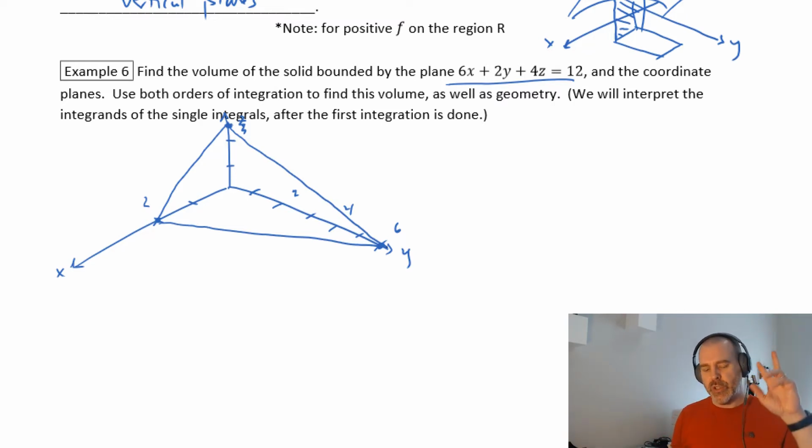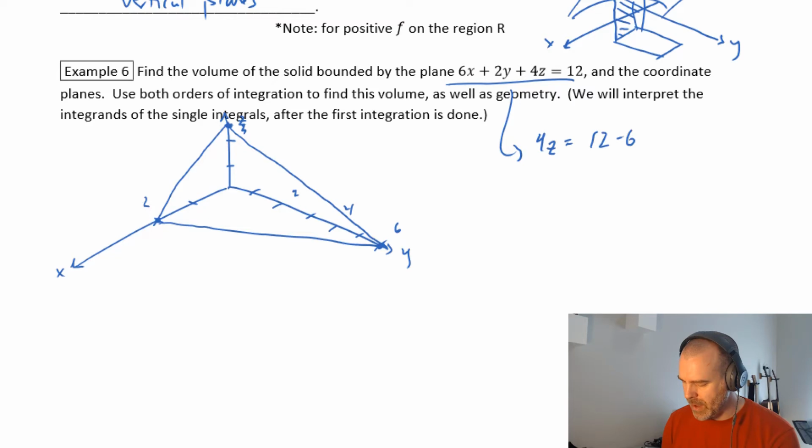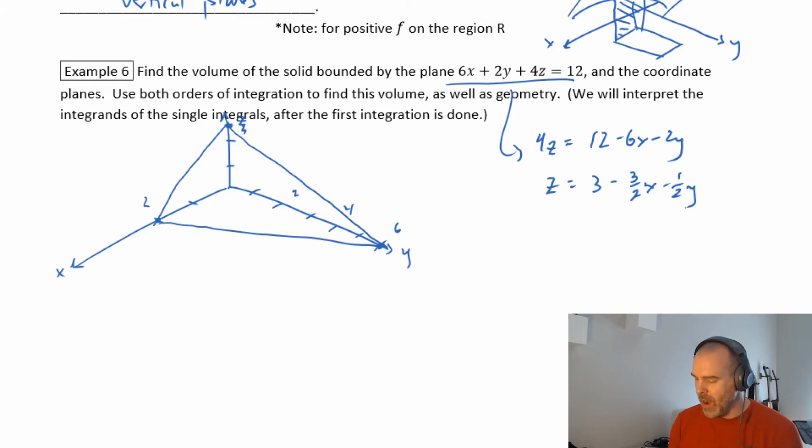Okay, so we're going to do this 2 different ways. We're going to try to integrate x first, and then we'll integrate y first. First of all, let's get z as a function of x and y. So 4z equals 12 minus 6x minus 2y. Divide by 4, z is 3 minus 3/2 x minus 1/2 y. So that is our function of x and y that we're going to be finding the volume underneath.